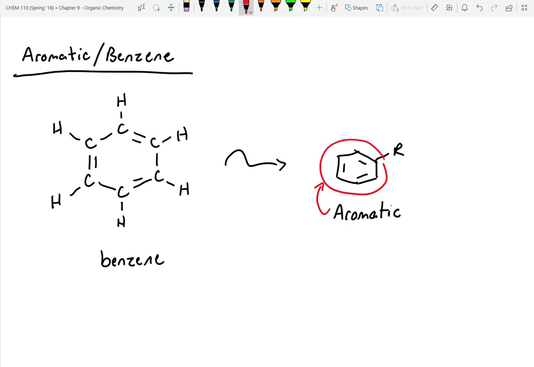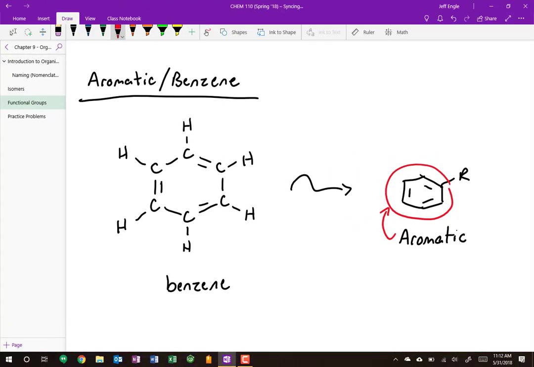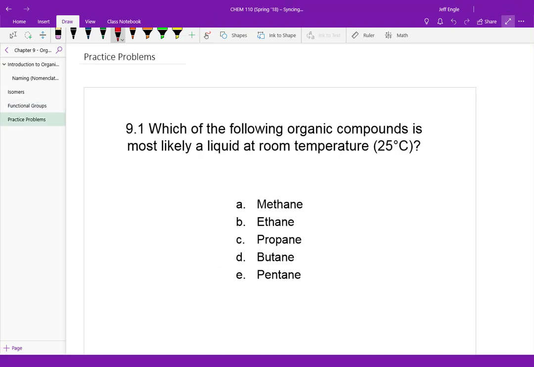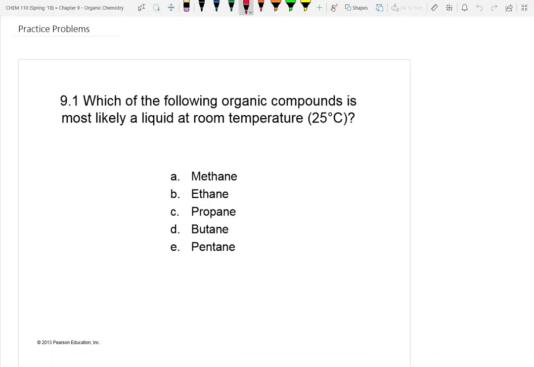All right, I was planning on going into polymers, but instead we're going to just do a few more practice problems with our last 5 minutes. So let's go ahead and look at some practice problems. Which of the following organic compounds will most likely be a liquid at room temperature? Oh, they forgot the B here.